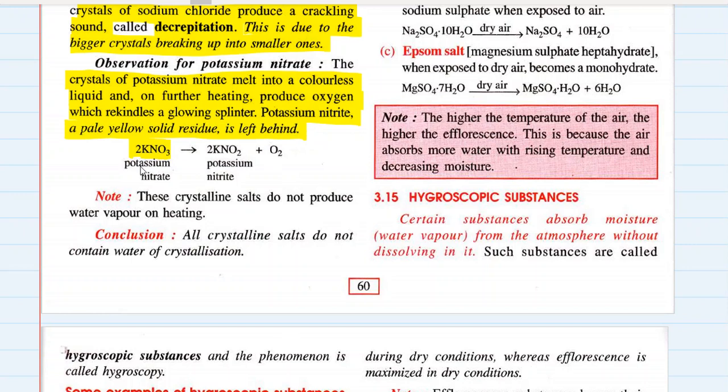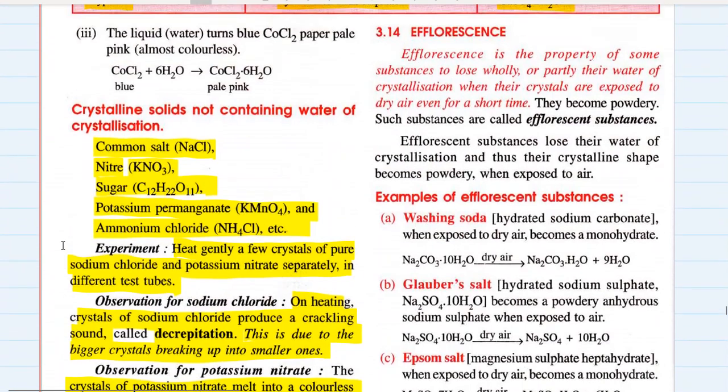So on heating potassium nitrate, you don't find water of crystallization. You find potassium nitrite, which is a yellow residue, plus oxygen is liberated. So these are crystalline salts, yet they do not have water of crystallization, and they do not produce water vapor on heating. So all crystalline salts do not contain water of crystallization, only some do.